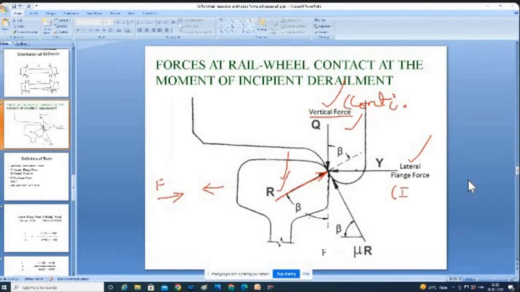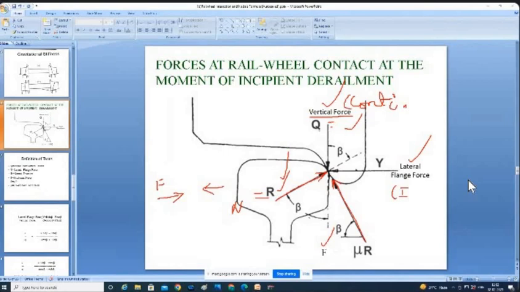Because this is metal and this is also metal, one more force is there, that is called the frictional force. F is the frictional force, R is the normal reaction force, Y is the lateral flange force, and Q is the vertical force. I hope it is clear to you what is R, what is F, what is Y, what is Q.